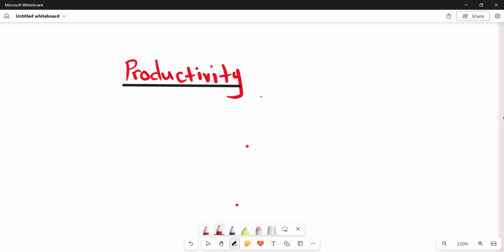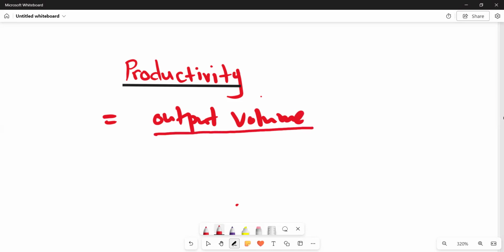On calculation of productivity, we are going to calculate it as our output volume, which will be the numerator, and then we divide it by the input used. So this is exactly what we are talking about. This is the explanation that we have on productivity.